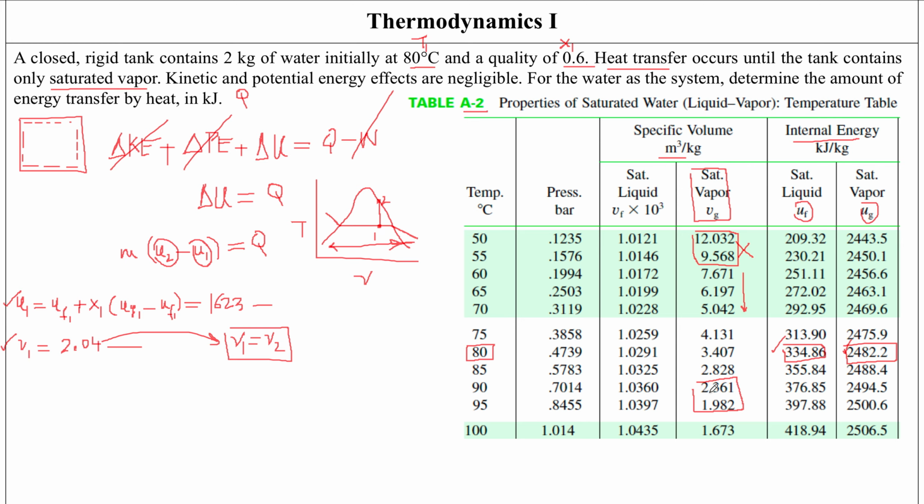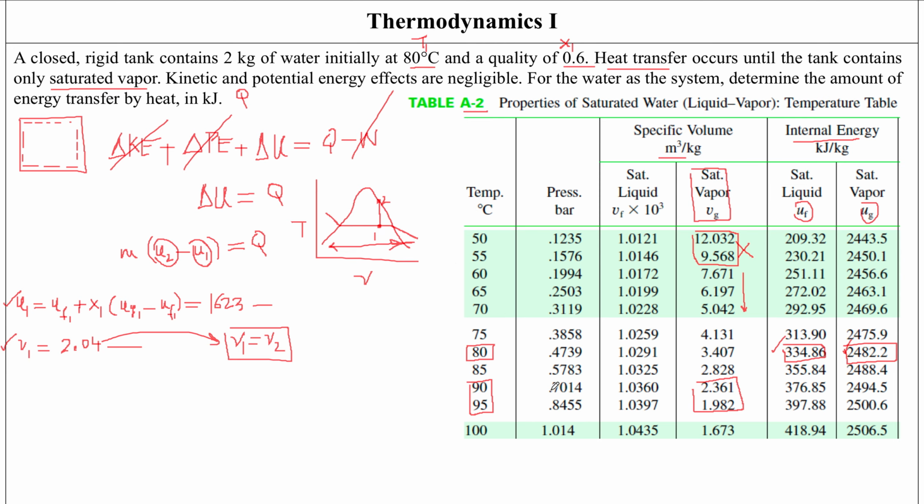Okay, so basically what that means is that your V2 is at a temperature which is between 90 and 95 degrees Celsius. So the temperature at state 2 is going to be between these two. One way to find this out is to go ahead and apply interpolation. And we've already discussed interpolation. You can go back and take a look at this video over here and see how you can interpolate it.